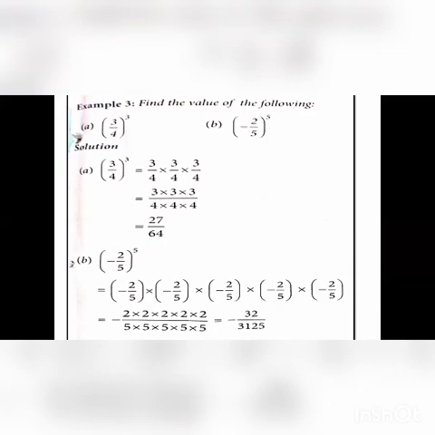Let's take another example. Minus 2 upon 5 raised to the power 5. So minus 2 upon 5 is written 5 times. That is minus 2 upon 5 multiply minus 2 upon 5 multiply minus 2 upon 5 multiply minus 2 upon 5 multiply minus 2 upon 5. So 2 into 2 is 4, 4 2s are 8, 8 2s are 16, 16 2s are 32. And 5 5s are 25, and 5 is repeating 5 times. So we are getting 3125. So the result is minus 32 upon 3125. In this way, you are going to take out the value of the powers.